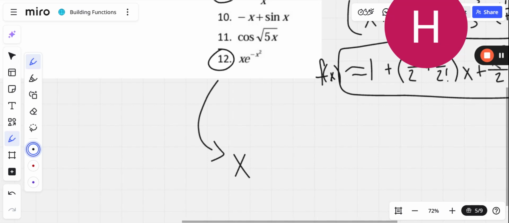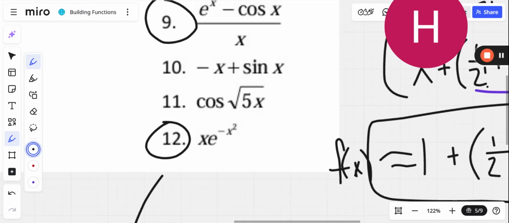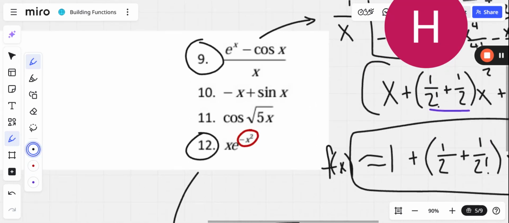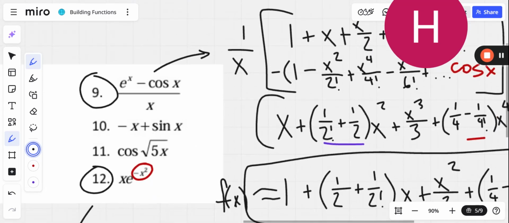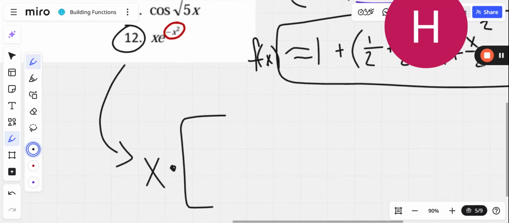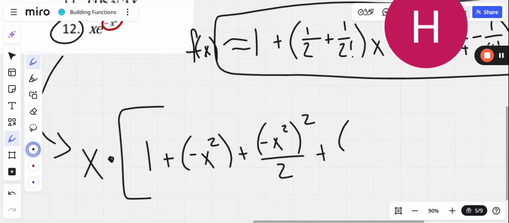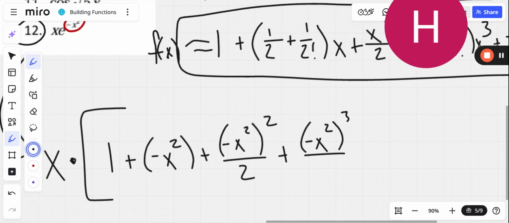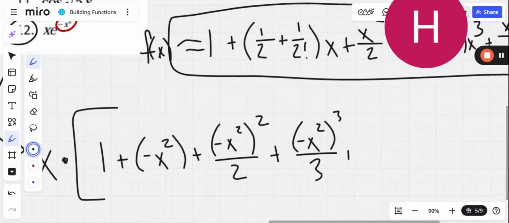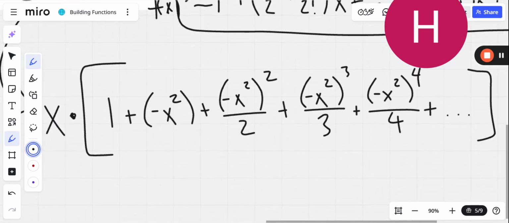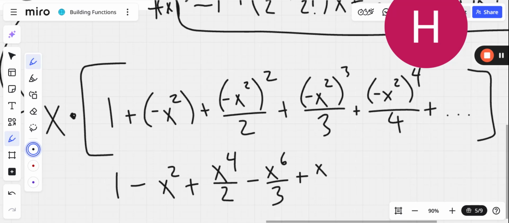So this is going to be just x times the expansion, but it's the expansion of e to the negative x squared. It's not just e to the x. So we've got to be careful, because it's not just going to be x plus x squared over 2 plus x cubed over 3. That would be nice, but it's going to be 1 plus negative x squared plus negative x squared quantity squared over 2 plus negative x squared quantity cubed over 3 plus negative x squared quantity to the 4th over 4. And I think that's probably enough. Let's work these out a little bit. So this is 1 minus x squared plus x to the 4th over 2 minus x to the 6th over 3 plus x to the 8th over 4.